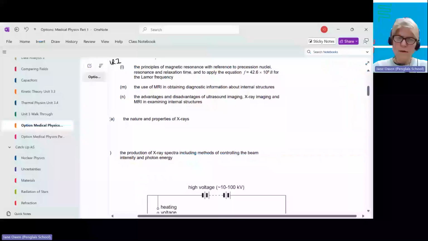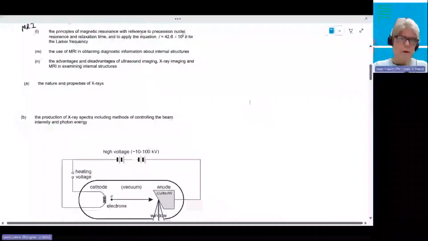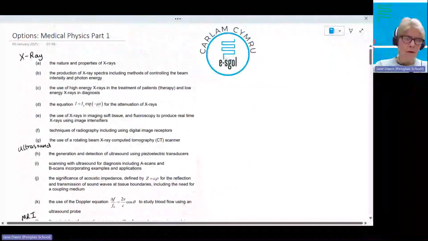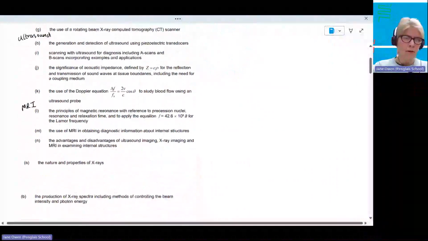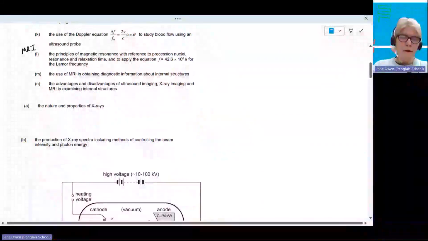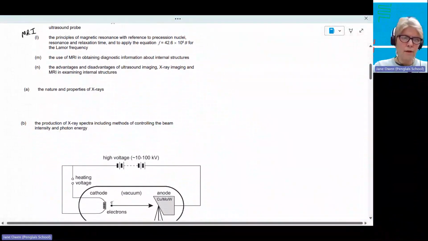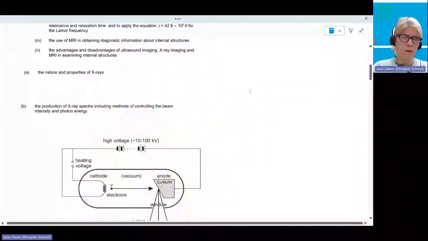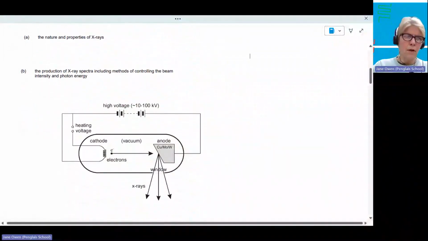Today I'm going to talk about medical imaging. So let's get my screen up for you. Okay, so we're going to look at X-ray imaging, ultrasound imaging and magnetic resonance imaging. There's quite a lot to do, and I'll try and get through all of those three things. That's not all of medical physics. I'll do the rest of medical physics in a part 2 that will follow.